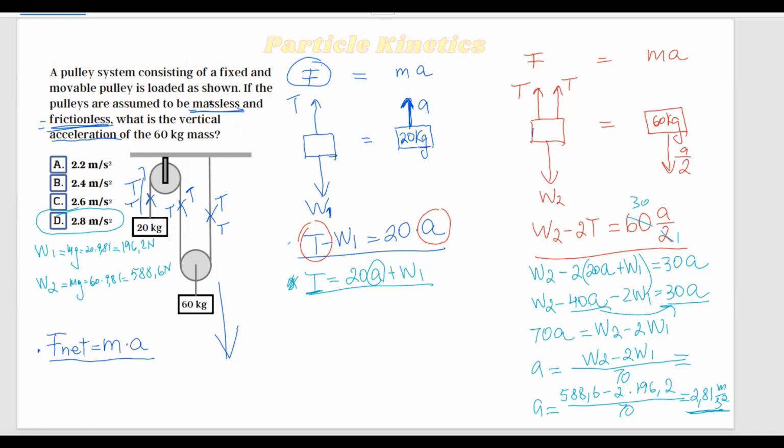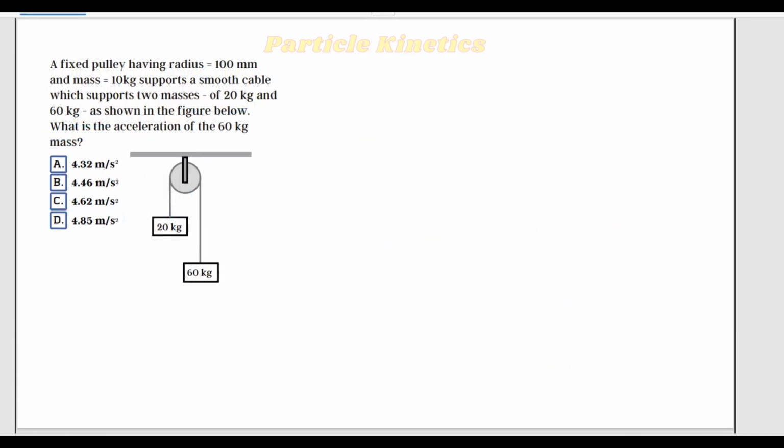Perfect. Moving forward. Another pulley problem: a fixed pulley having radius 100 millimeters and mass 10 kilograms supports a smooth cable which supports two masses of 20 kilograms and 60 kilograms as shown in the figure below. What is the acceleration of the 60 kilogram mass? So it seems they are kind of similar, but we have this information here, the mass of the pulley, which means that the tension in the string is going to be different. We're going to have T1 and we're going to have T2 on the other side.